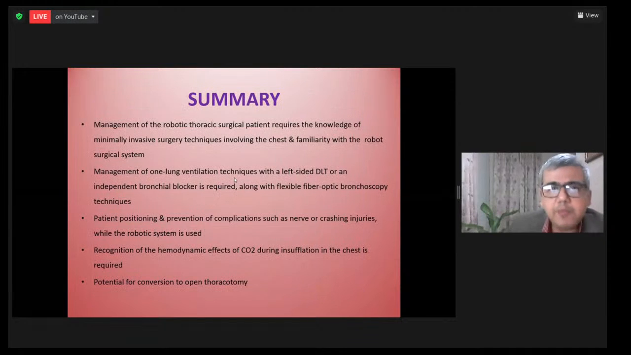To summarize, management of robotic thoracic surgical patients requires knowledge of minimally invasive surgical techniques and familiarity with the robot. Left-sided DLT should be an option for one lung ventilation. Patient positioning and prevention of complications such as nerve or crush injuries is essential. It is important to recognize any hemodynamic effects during CO2 insufflation, and there is potential for conversion to open thoracotomy.